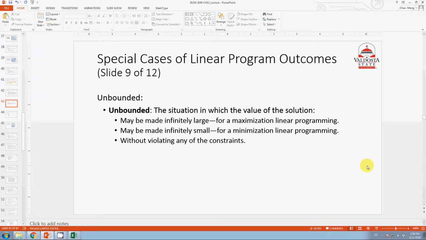So the other type of problem we may have is unbounded. If we talk about maximization linear programming, that means your solution or objective function can be infinitely large. There's no end of the search. So your objective value can be infinitely large. If we talk about a minimization problem, your objective function can be infinitely small.